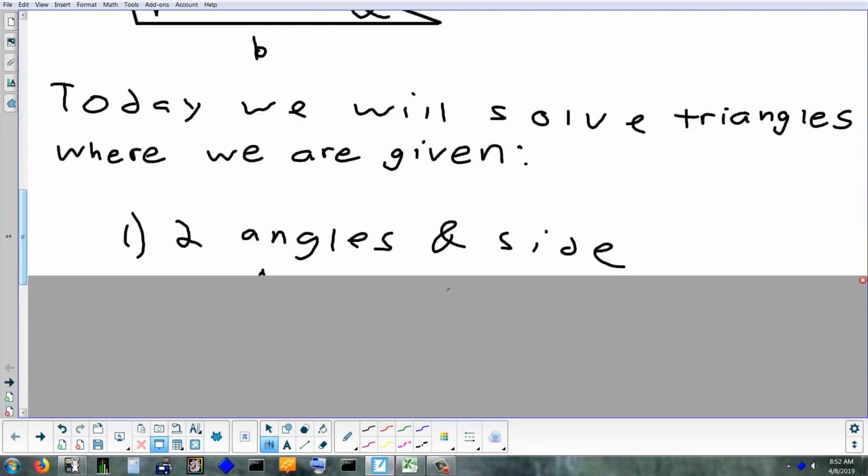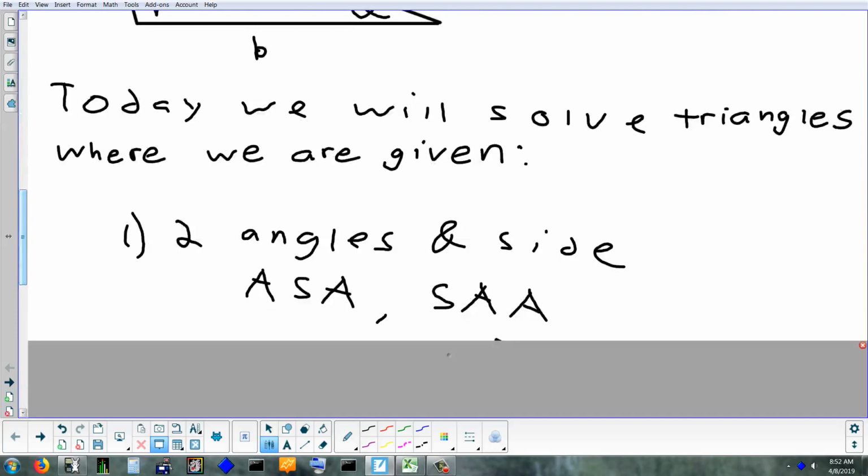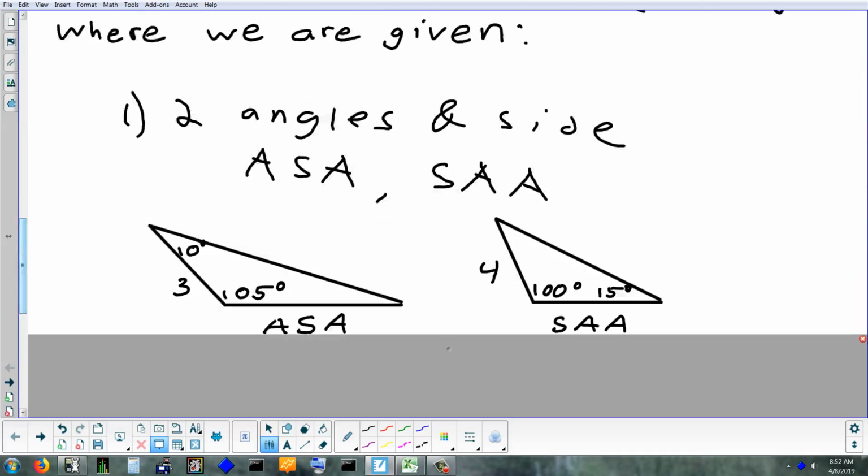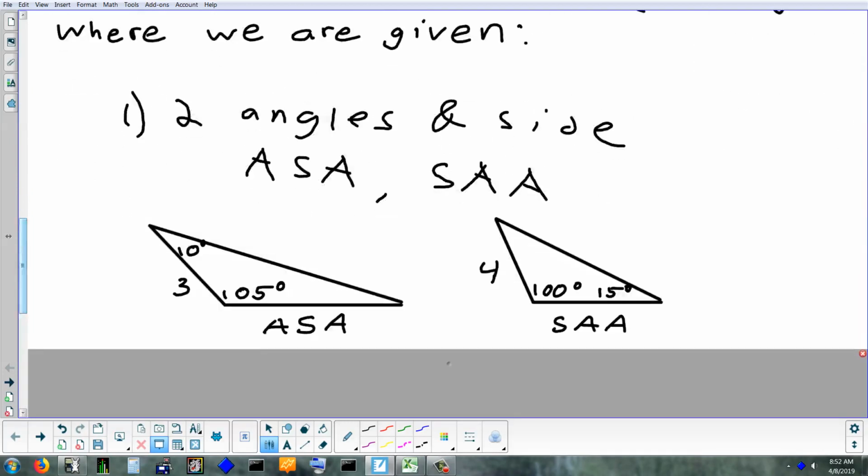Now, even if you're given two angles and a side, there's actually a couple of different ways I can do that. I can give you two angles and the side that's between them, or I can give you two angles and the side that's not between them. Okay? Either way. And here's a picture of each situation.